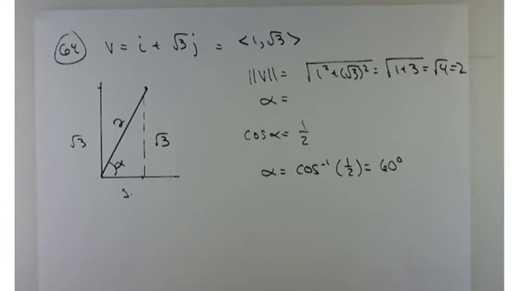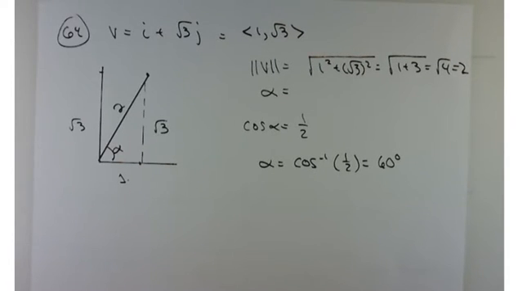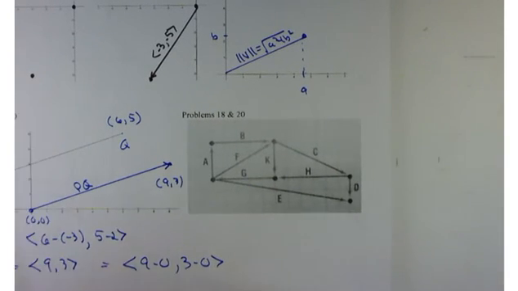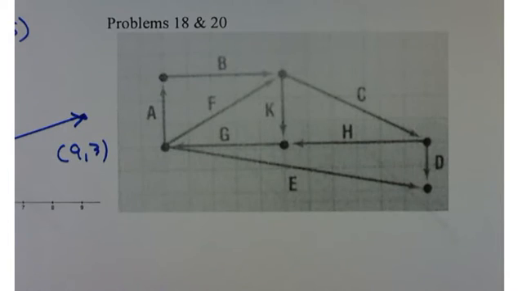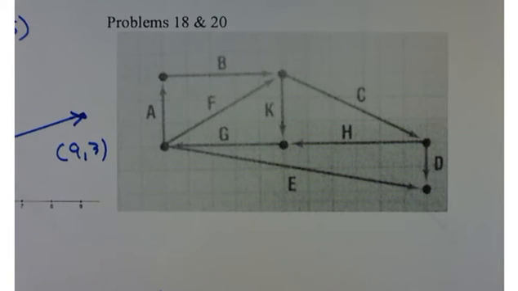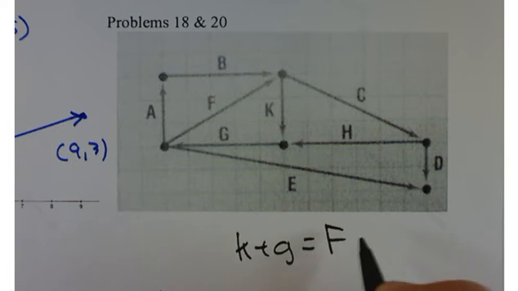A couple problems to finish up with. And they go back to your handout. So let's go all the way back here and look at problems 18 and 20. 18 and 20 are actually a couple of true-false. You could do these if you actually assign some quantities to the vectors, but I think we can do it just as well without it. Problem number 18 asked, is k plus g equal to f?